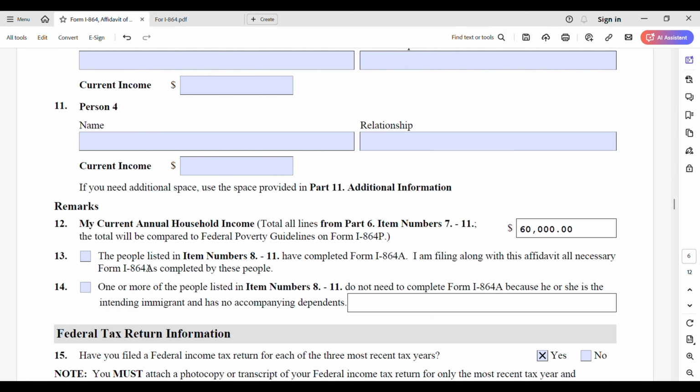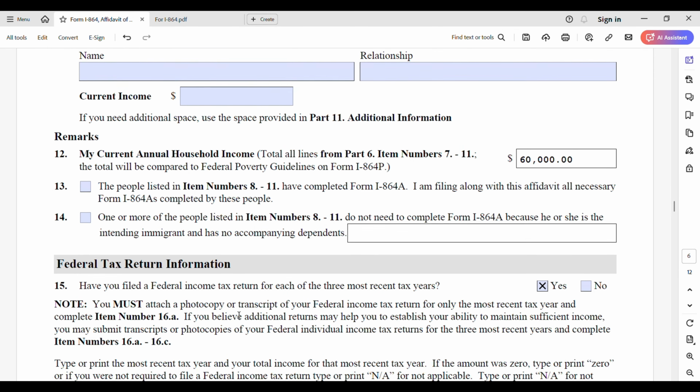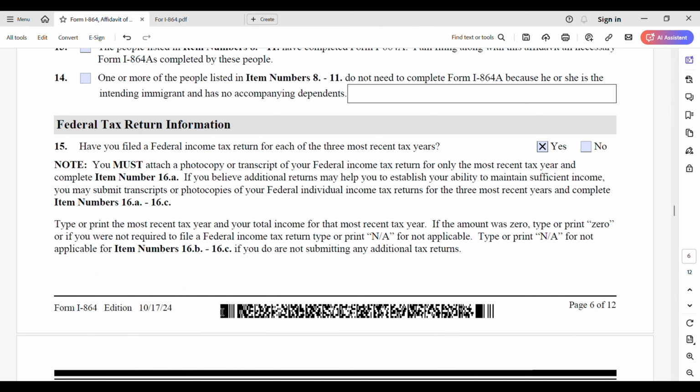Question number 13, the people listed in item numbers 8 to 12 have completed Form I-864A. I am filing along with this affidavit all necessary Form I-864As completed by these people. I'm not using it. Question 14, one or more of the people listed in item numbers 8 to 11 do not need to complete Form I-864A because he or she is the intending immigrant and has no accompanying dependents, so it does not apply for me either. Now let's go to federal tax return information. Question number 15, have you filed a federal income tax return for each of the 3 most recent tax years? In my case, it is yes. You must read this.